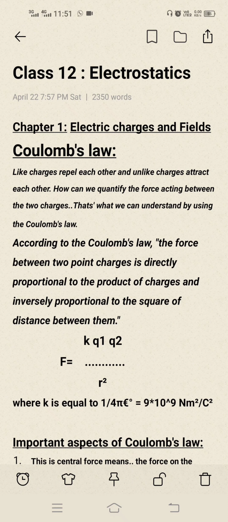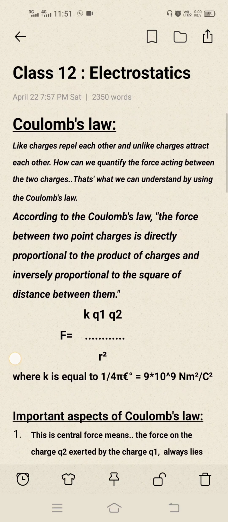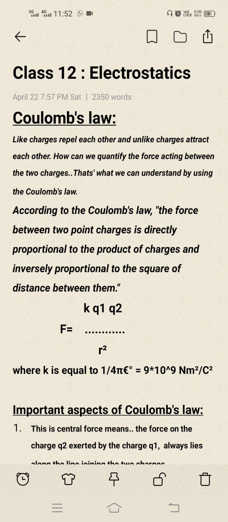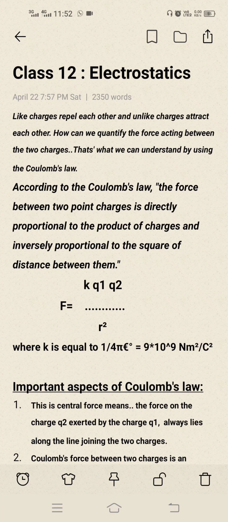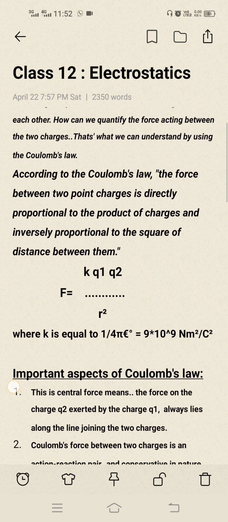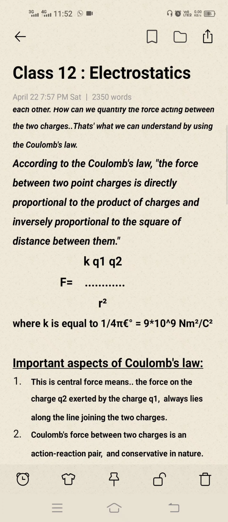In order to understand Coulomb's law better, we should learn its other important aspects also. Coulomb's law is a central force. It means the force on one charge due to another charge always lies along the line joining the two charges. Coulomb's law says that the force between two charges is an action-reaction pair and conservative in nature. It means the work done against this force field is independent of path.